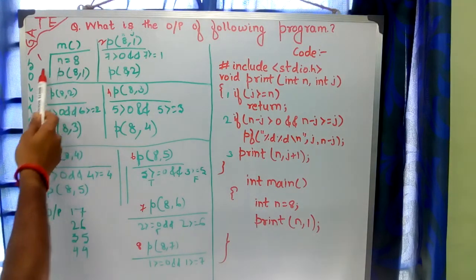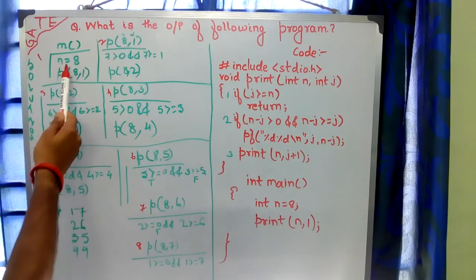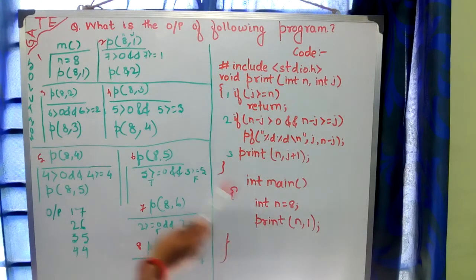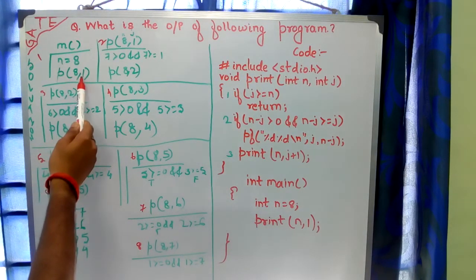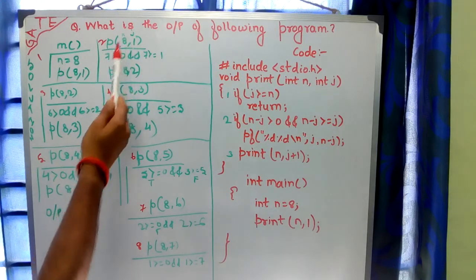So this is the main function, this is step 1. In this main function, n has been assigned the value 8, and it is calling a print function with n equal to 8 and j equal to 1. So this is the function which is being called.